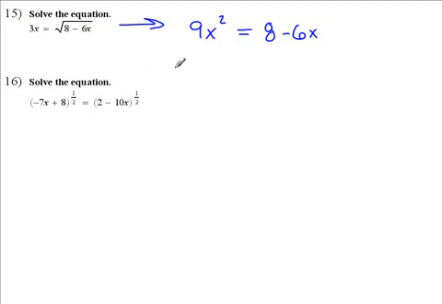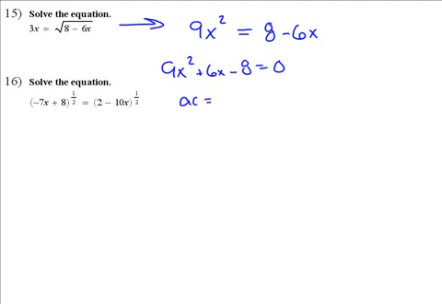This looks quadratic, so let's go ahead and set it up in a quadratic form that we can deal with. So I've got 9x squared. I'm going to add the 6x over here and subtract the 8. That equals 0. I have to be able to factor that. What we've been working on in this class is the AC method, so let's go ahead and work through that.